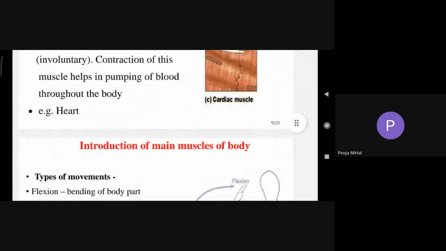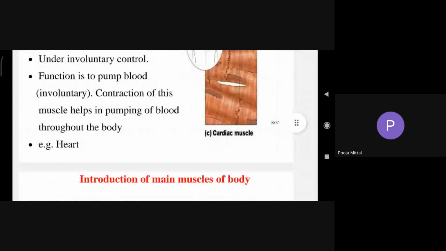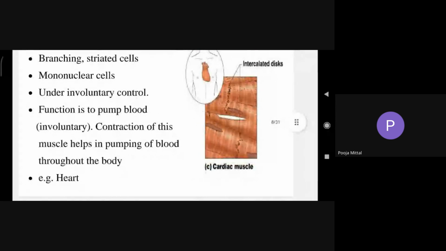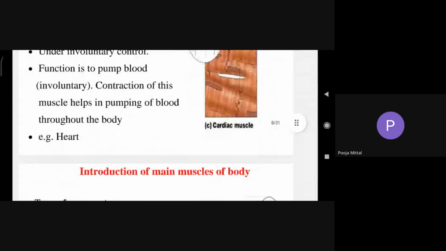Is all the concept clear for types? If there is any problem, any doubt, any confusion, you can ask. Yes, ma'am, clear.